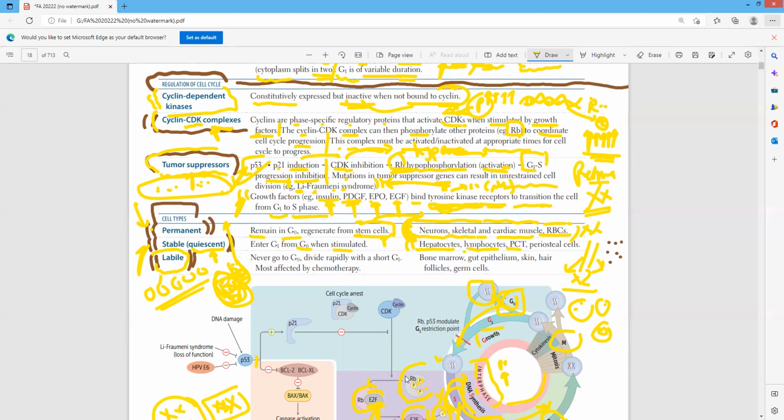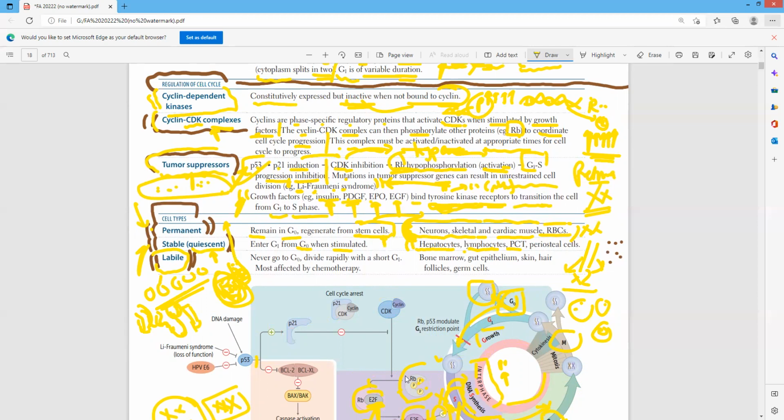PCT, proximal convoluted tubule. If you have injury in your kidney, remember the nephron. We will see the histology of the nephron; it's very important to see that on your exam. You have a glomerulus, then the proximal convoluted tubule, then the descending limb of Henle, then the ascending limb of Henle, then the distal convoluted tubule, and then the collecting duct. If you don't understand this, memorize it, and we will see that in the urinary system.